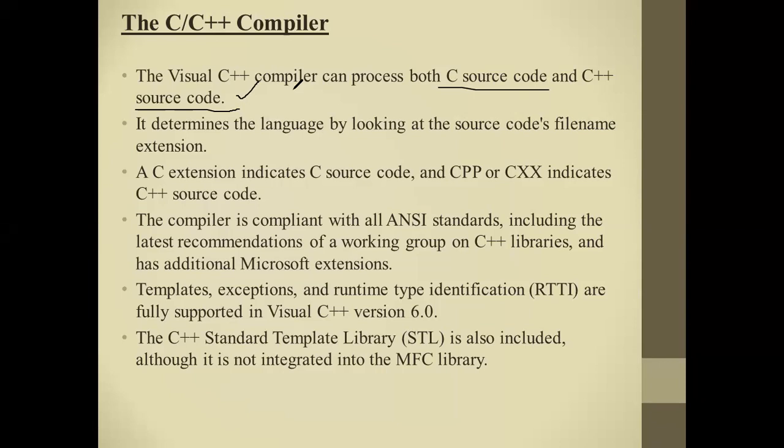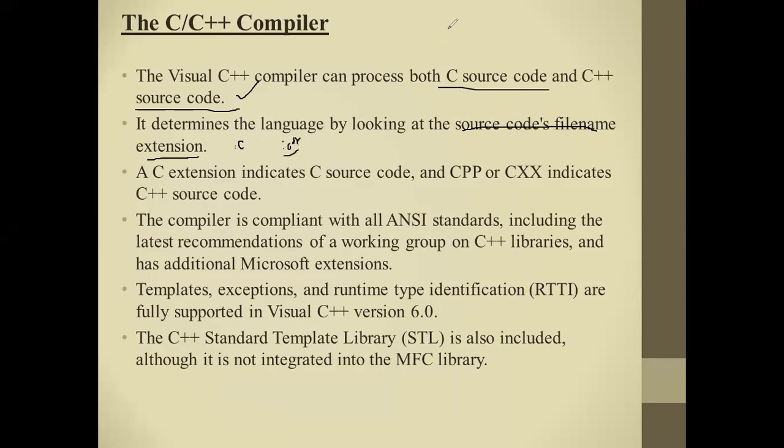Then it determines the language by... So how can we differentiate between the two languages? It might get confused, no? Whether it is C or C++. So basically it determines the language by looking at the source code file name and extension. If it is a .c extension, then it will understand it as a C file. If it has .c++, then it will understand it as C++.